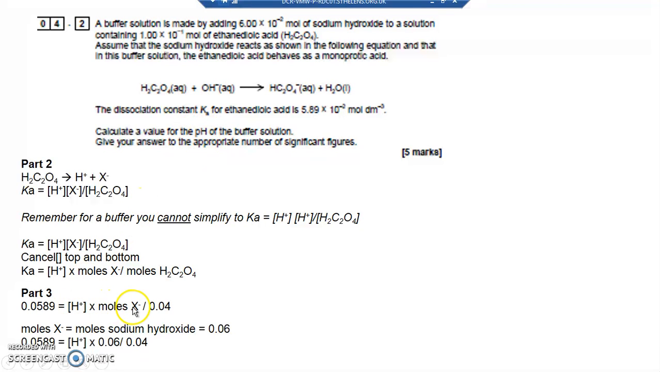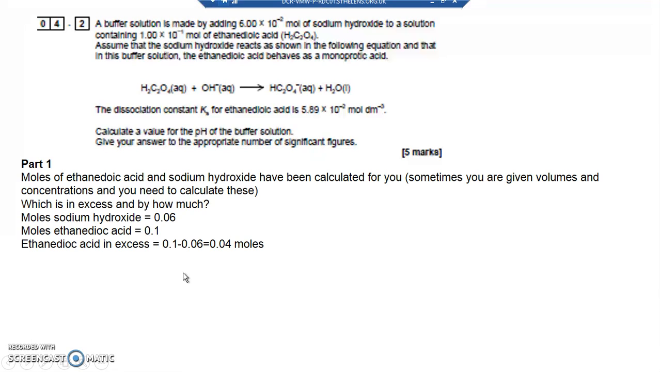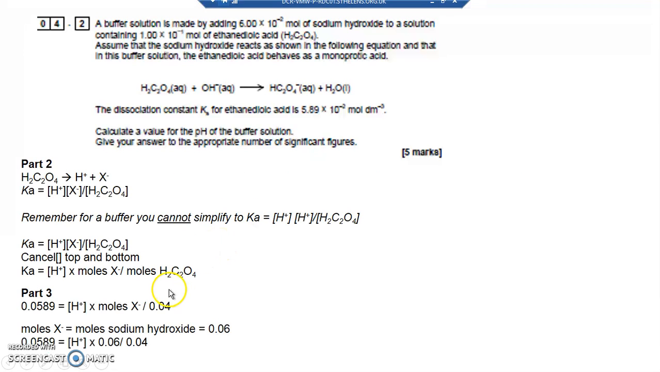I don't know what moles of X is. We'll have to think about that in a minute. What's the number of moles of ethane dioic acid that I've got left over? Well, I worked that out in the previous part of my question, 0.04. So I've got 0.04. The only thing that's stopping me now from getting the concentration of H plus is the moles of X minus. And here's the trick. The moles of X minus equals the moles of sodium hydroxide in the initial part. You don't really need to know why.